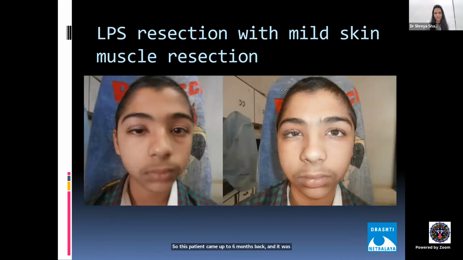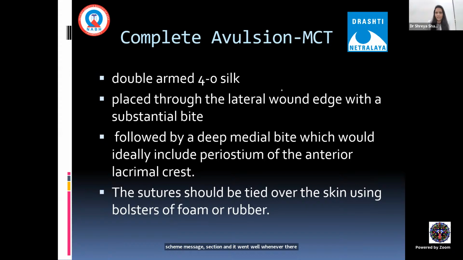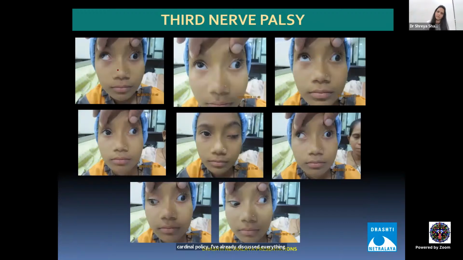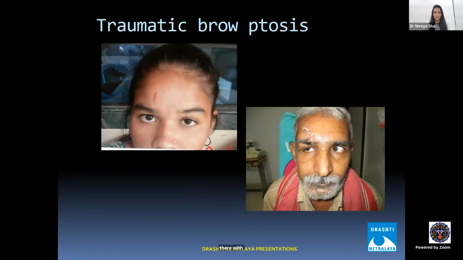Whenever there is avulsion of the lid, always look for medial canthal tendon injury, and you can fix it with a double arm 4-0 silk suture. You just place it through the lateral wound edge, and a substantial bite should be there in order not to cut through. And whenever there is neurological third nerve palsy, I've already discussed everything. Whenever there is third nerve palsy, ptosis will be there, which needs to be taken care of. Associated strabismus also can be taken care of.